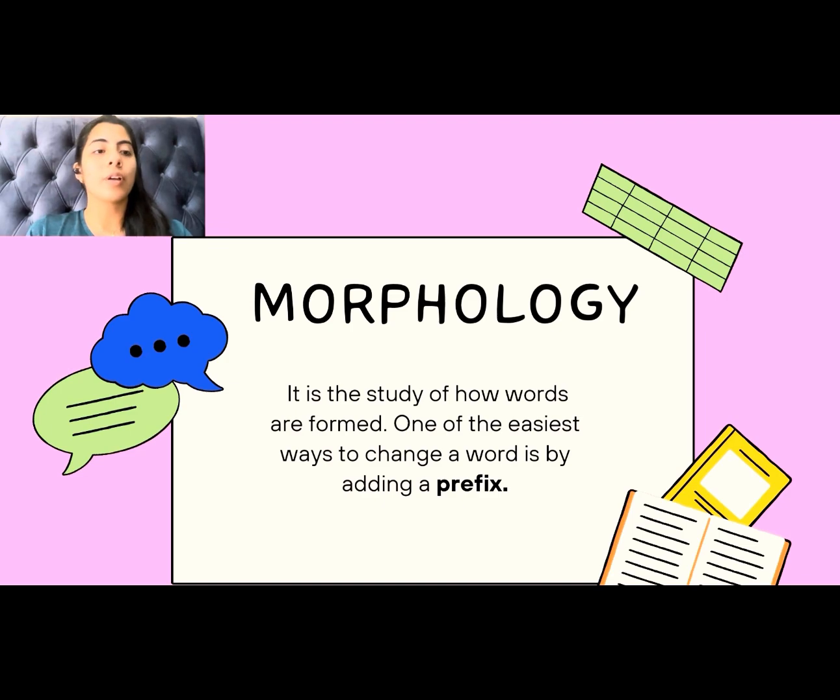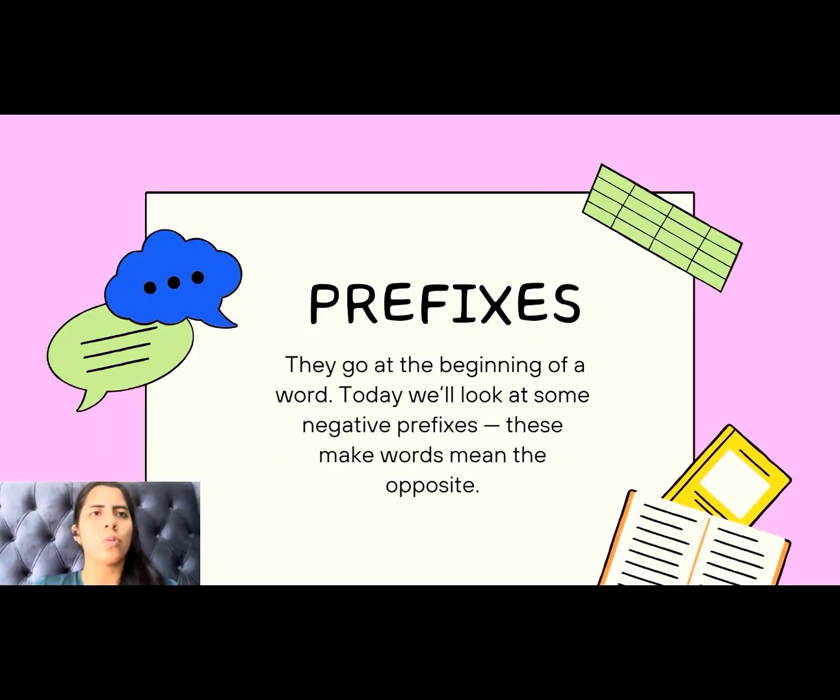So right now we're gonna move on to morphology. Morphology is the study of how words are formed. One of the easiest ways to change a word is by adding a prefix. So what is a prefix? What are prefixes? Well, they go at the beginning of a word. And today we will look at some negative prefixes. These make words mean the opposite.